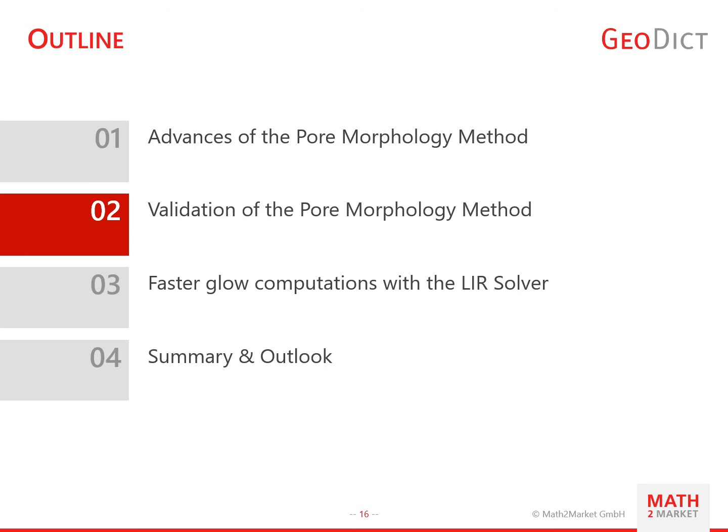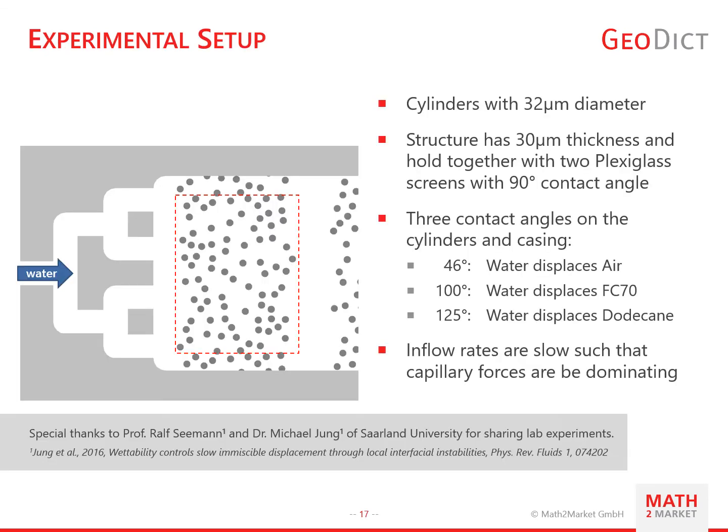We validated our latest improvements of the pore morphology method by comparing simulation and measurement in a quasi-2D microstructure. First, we have a closer look at the experimental setup. On the left side, you can see an artificial 2D microstructure that consists of cylinders with a diameter of 32 micrometer. The structure is held together with two plexiglass screens with approximately 90-degree contact angle. Thus, we can consider this setup as a 2D experiment.